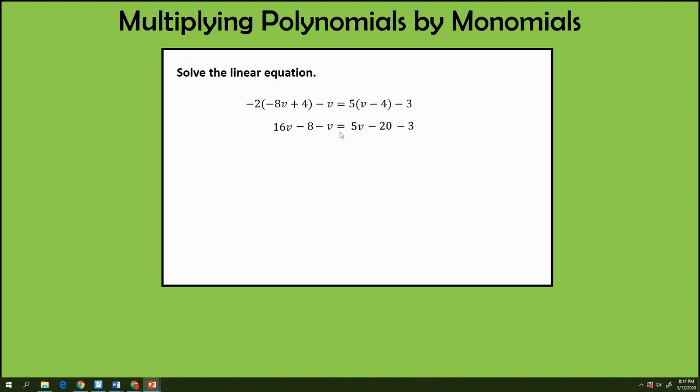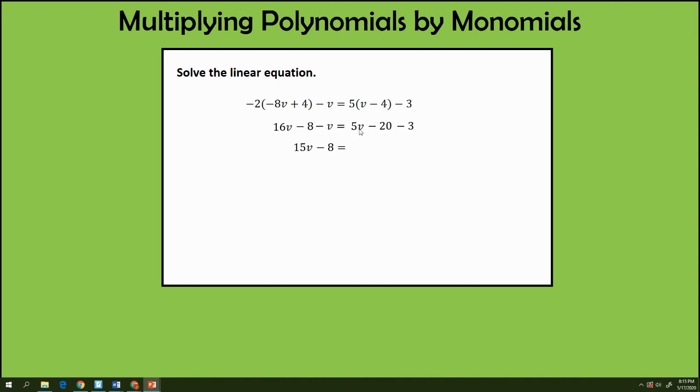So now going back to the left side, I have 3 terms: 16v, negative 8, negative v. These are like terms. They're on the same side of the equal sign, so we're going to combine those. So 16 and negative 1 will give us 15v. And then I still have minus 8 on the left side.